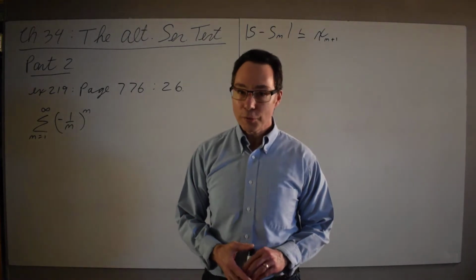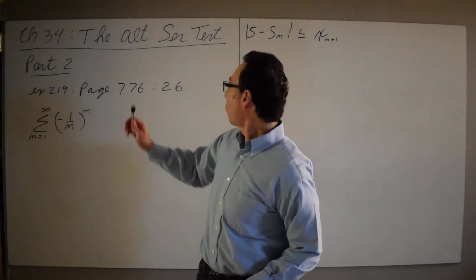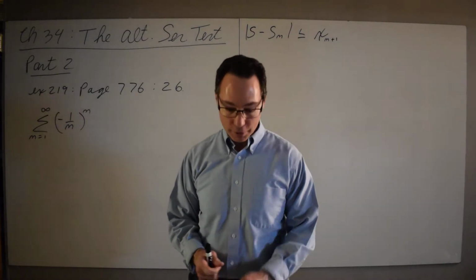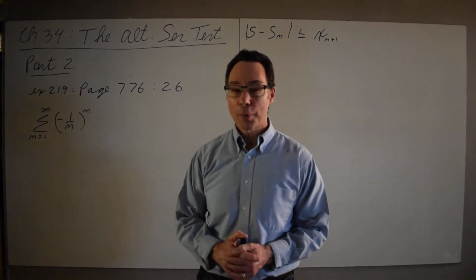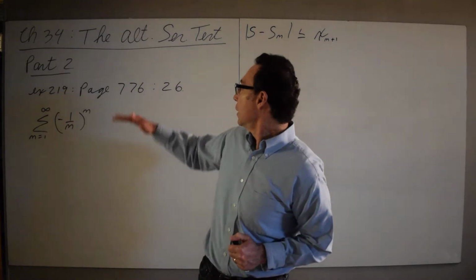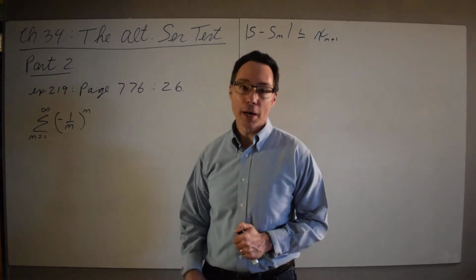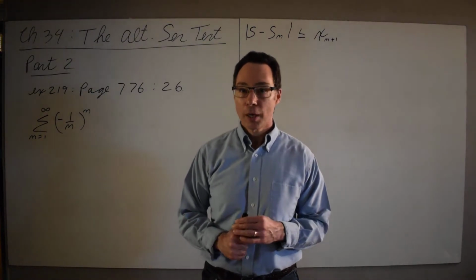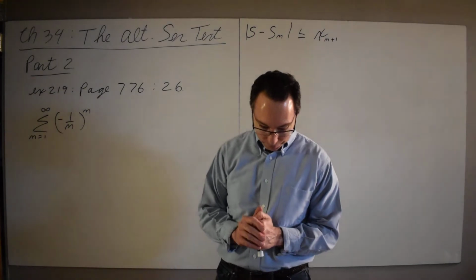This is the second video from chapter 34, the alternating series test. So I guess I lied in the first video when I said that that concluded chapter 34. I wanted to break this chapter up into two sections, the alternating series test and then the error estimate for the alternating series test. That's what part 2 of this chapter is about.